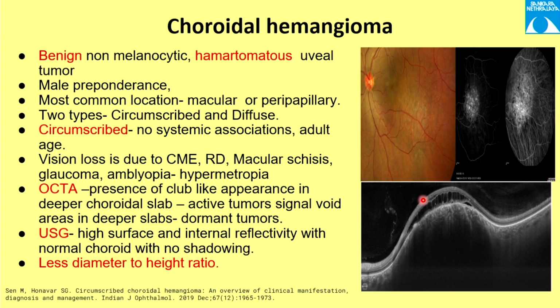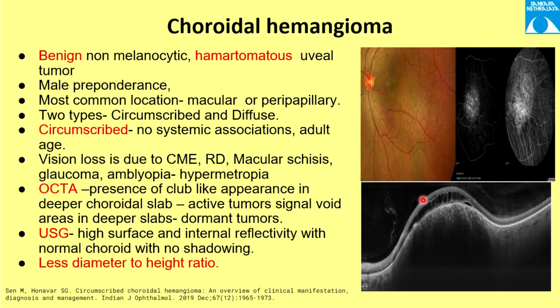So this is a case of a choroidal hemangioma. It is usually a benign non-melanocytic hamartomatous uveal tumor. They have a male preponderance, most commonly located in the macular area or in the peripapillary area. Two types have been described, circumscribed and diffuse. This is a lesion of a circumscribed hemangioma. There is no systemic association, usually seen in adult age.